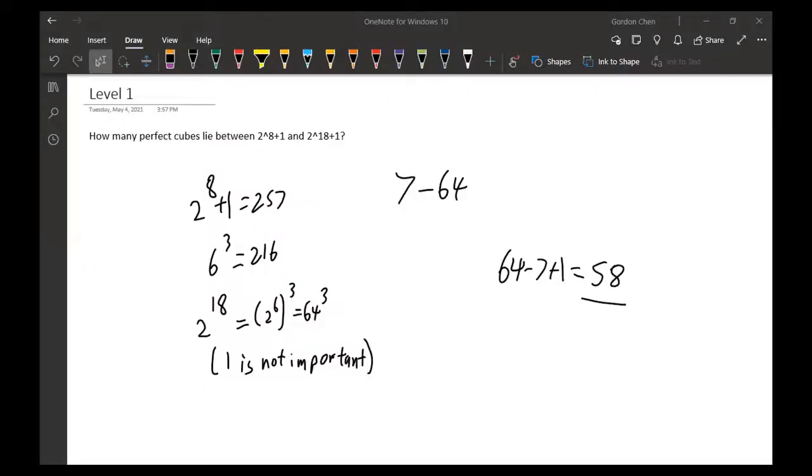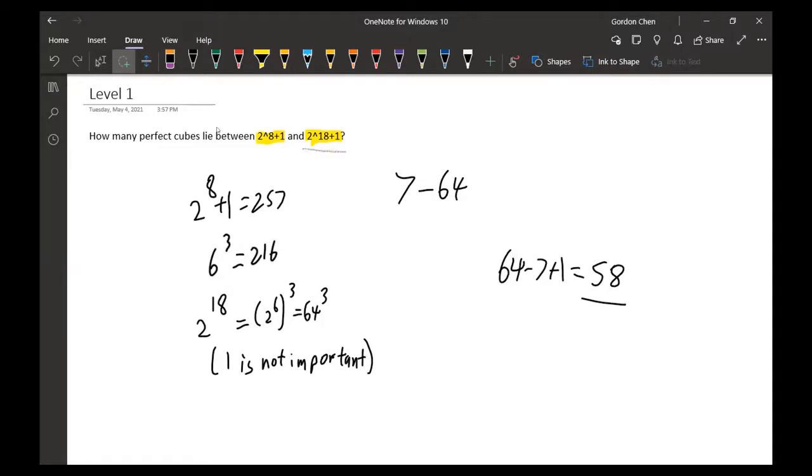Yeah, okay, so I'm going to be explaining level 1 and 2 right now. We want to find the number of perfect squares that lie between 2 to the 8th plus 1 and 2 to the 18 plus 1. So we have 2 to the 8 plus 1 equals 256 plus 1, which is 257. And the closest, the smallest cube under this is 6 cubed equals 216.